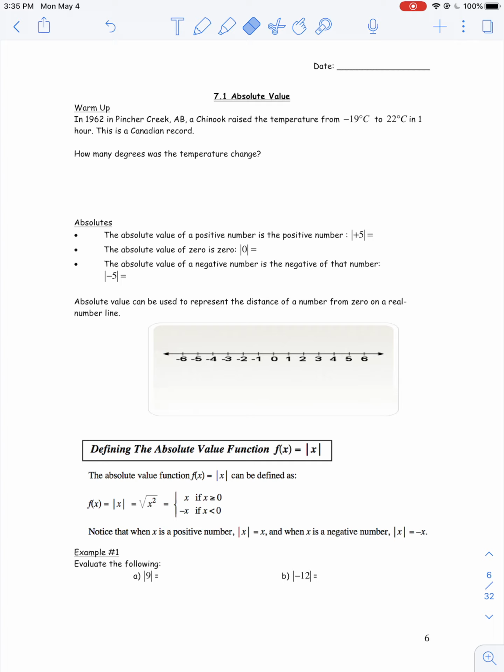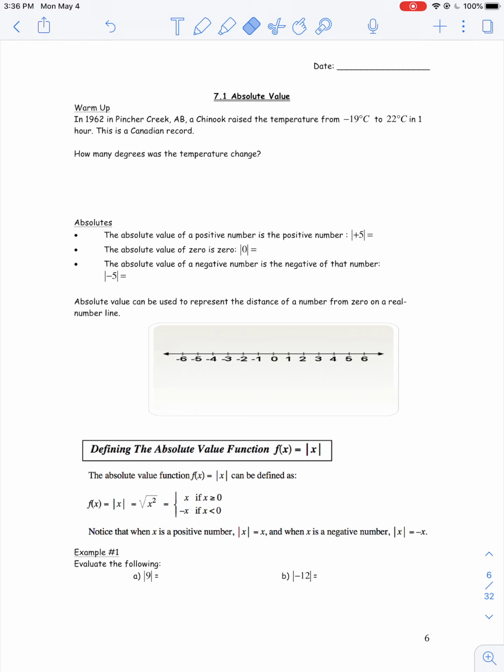Lesson 7.1. This is the new unit called Systems of Equations, Absolute Values, and Inequalities. Lessons 7.1, 7.2, 7.3 cover absolute values, and you do need to know this for 30-1. You'll see this come up. So what you're doing is, there are rules.